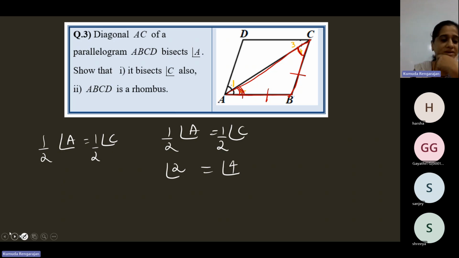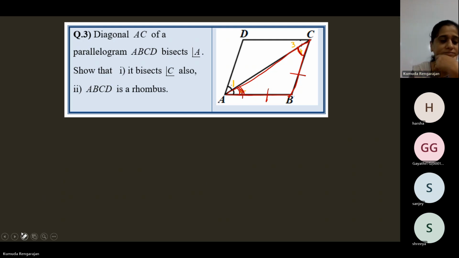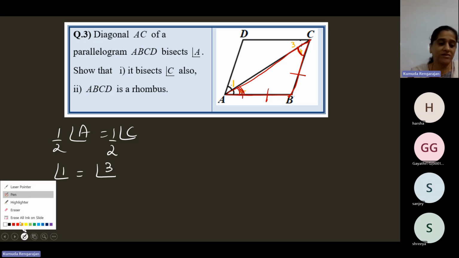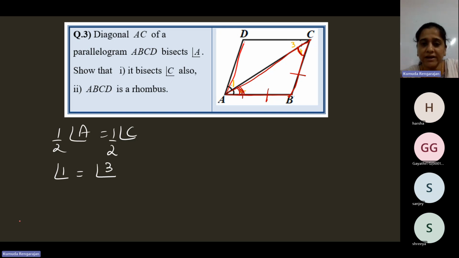That's all. Let's do this again. You must say angle A is equal to angle C because opposite angles of a parallelogram are equal. Half of angle A is equal to half of angle C. You can even write half of angle A as 1 and half of angle C as angle 3. Then it will be the other triangle. In triangle ADC, angle 1 is equal to angle 3. So that means AD is equal to CD, because in a triangle, when two angles are equal, the sides opposite to them are also equal. So AD and DC are a pair of adjacent sides. They're equal. So all the sides are equal. So a parallelogram in which all sides are equal is a rhombus.